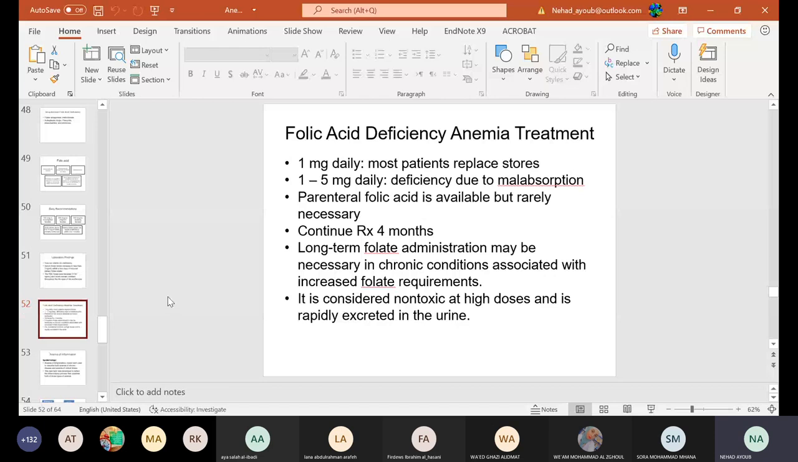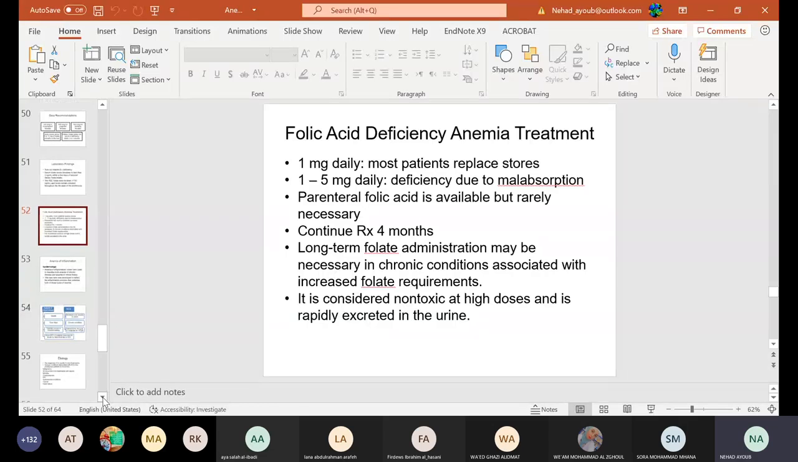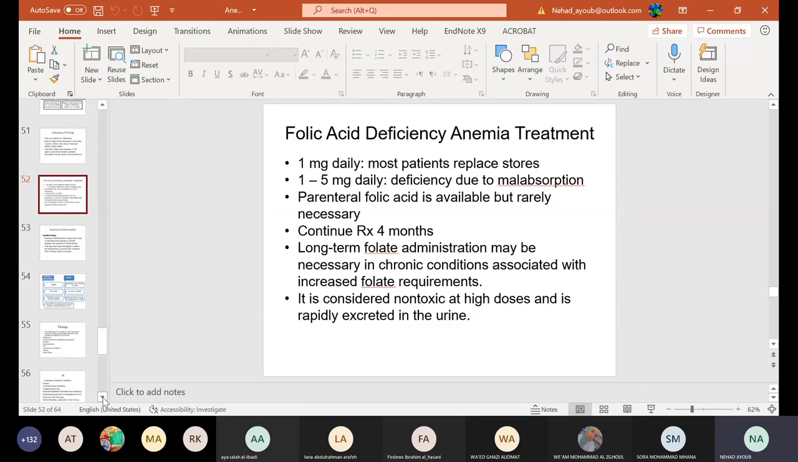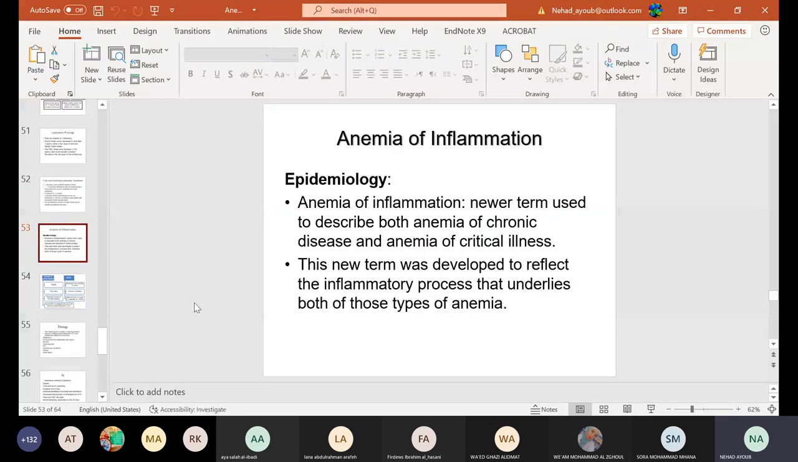Folic acid, even if given at higher doses, is unlikely to cause toxicity. It's excreted in the urine, so we don't worry much about toxicity, not like iron or B12, where we may have toxicity. All in all, folic acid is well tolerated. Mainly we rely on oral therapy; parenteral folic acid is not routinely used to correct folic acid deficiency anemia. On average, 1 to 5 milligrams on a daily basis for 4 months is the course of therapy. So we covered iron salts, parenteral iron, B12, and folic acid. The doses, memorize them as I said.